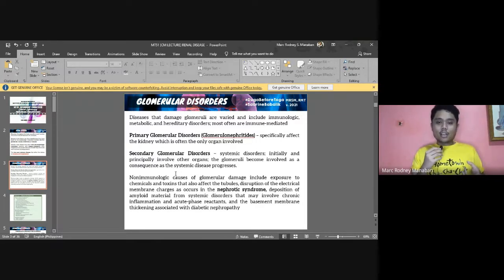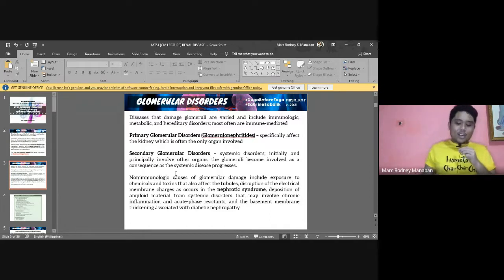Whereas the secondary glomerular disorders are usually systemic disorders that possibly started in other organs and then the kidneys just became involved, okay? So they are secondary to the initial disease. The glomeruli became involved in the disease process that initially started from another area in the body. So this usually indicates systemic disorders such as SLE, systemic lupus erythematosus, and diabetes mellitus.